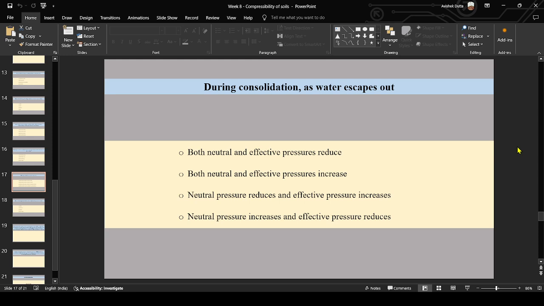During consolidation, as water escapes out, option 1, both neutral and effective pressures reduce. Option 2, both neutral and effective pressures increase. Option 3, neutral pressure reduces and effective pressure increases. And option 4, neutral pressure increases and effective pressure reduces. So what happens when water escapes out during the process of consolidation?